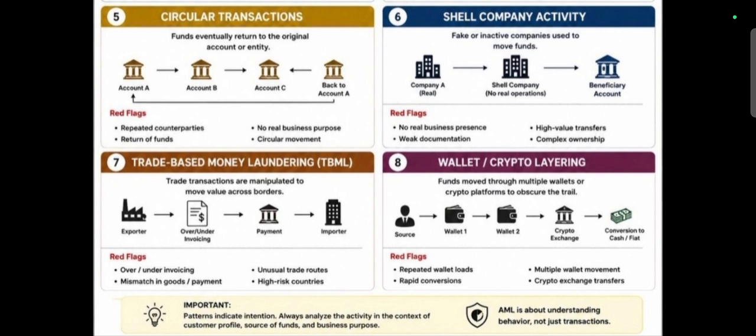Seventh one is trade-based money laundering. So in this process, trade transactions are manipulated to move value across borders. For example, an exporter exports their products, goods and services to another country, and he makes invoices or bills over or under the value, and then the importer makes the payment through the bank. So this is called trade based money laundering.